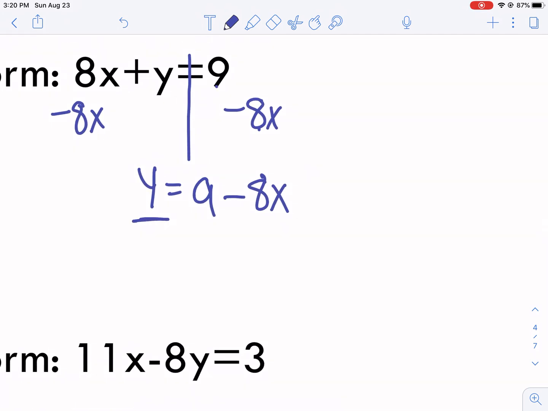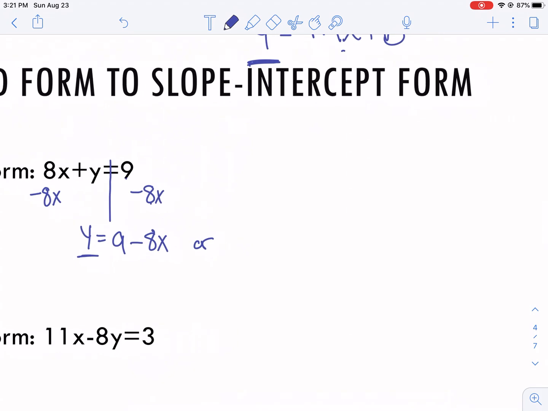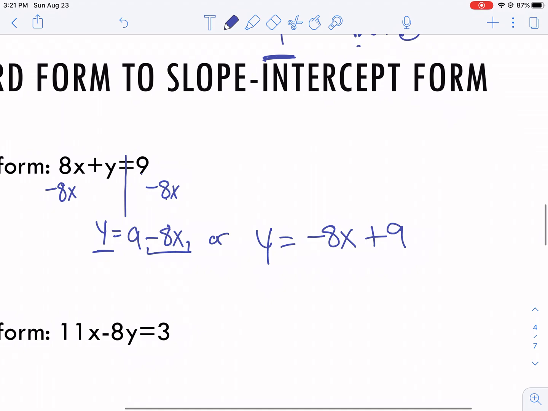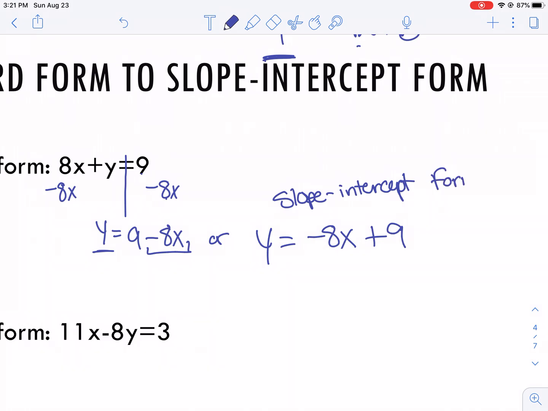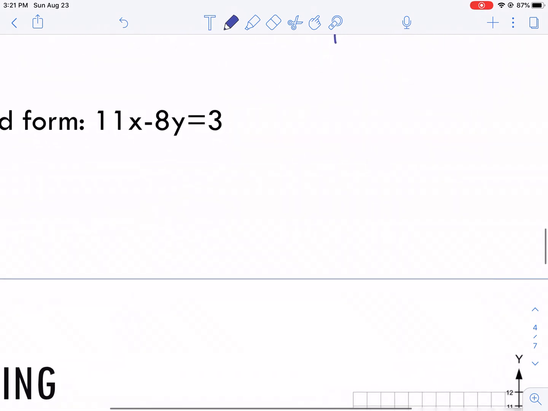Now y is on its own, so it's in slope-intercept form. Or, because we usually put the mx term first, we can write it as y equals, you keep the negative sign with the 8, -8x, and then plus 9. So they're the same equations. This one is just in slope-intercept form, okay? So we're going to do that with this one as well.